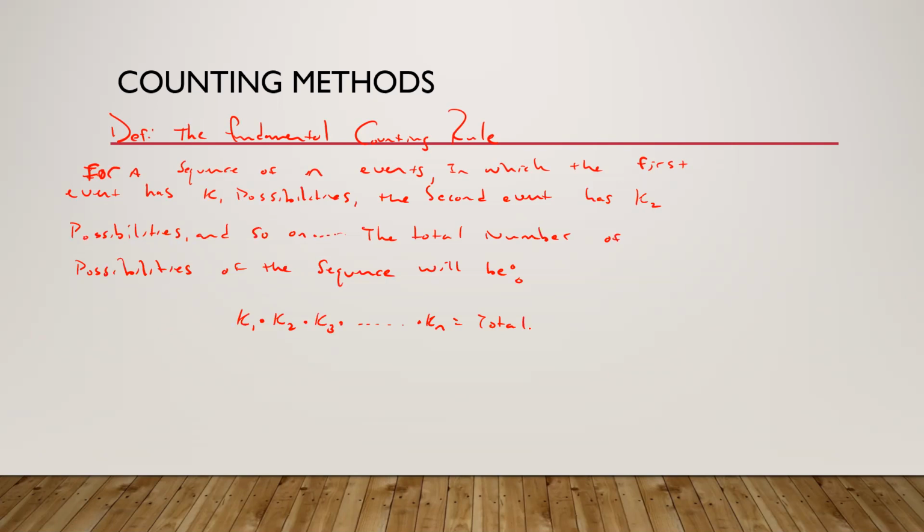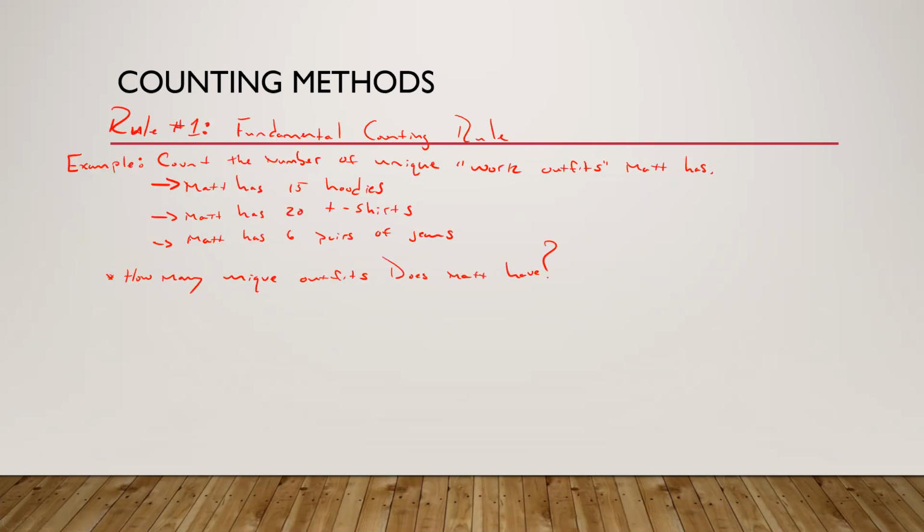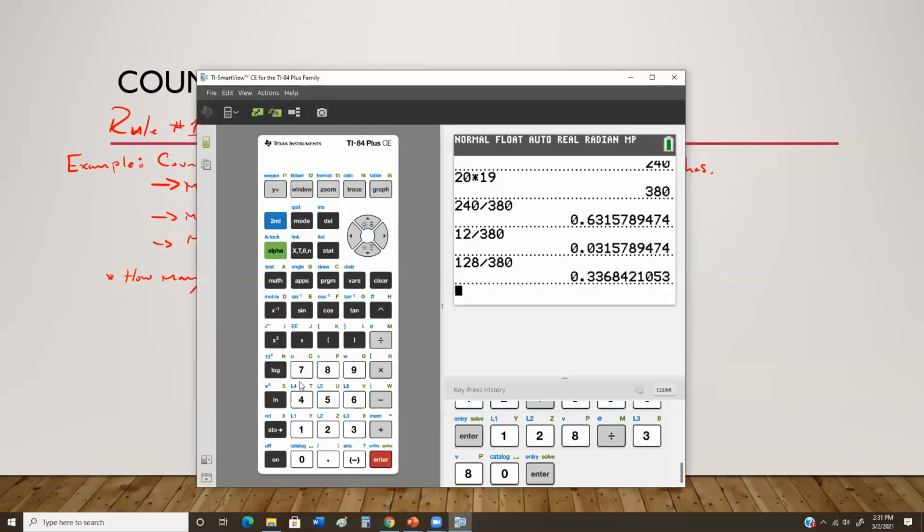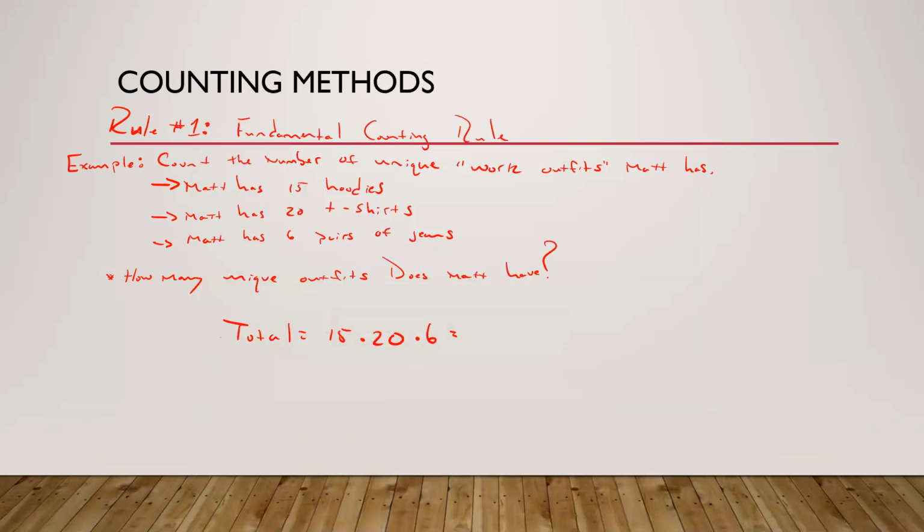If I wanted to figure out the total number of work outfits, in quotations, that I have nowadays, here's what I would do. You would take the 15 hoodies times the 20 t-shirts times 6. And you said that was 1,800, Julia? Yep, 15 times 20. Gosh, I have a lot of unique work outfits. I never need to buy clothes again.